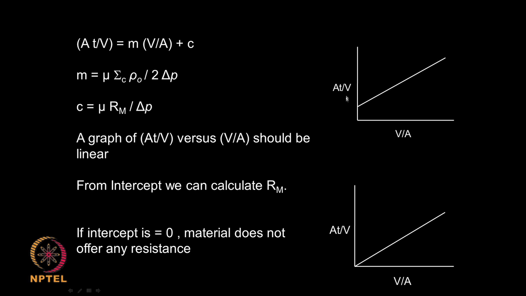If I plot the relationship between volume of filtrate divided by area, V/A, on the x-axis, as against area into time taken for filtration divided by the volume of filtrate, A t/V, on the y-axis, and the straight line does not pass through the origin, we can say the filter cloth offers some resistance, and this term will correspond to that resistance offered by the filter cloth. If it passes through the origin, then we can say the filter cloth does not offer any resistance. So we can use this type of graphical method to identify whether the filter cloth offers resistance or not.